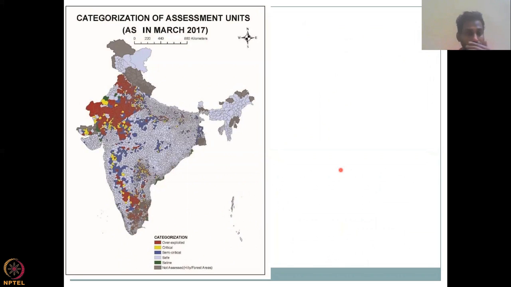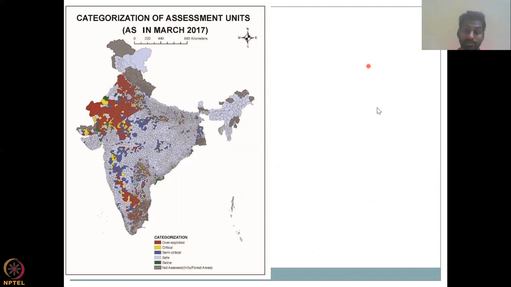Let's look at the situation of the number of blocks that have been termed as critical or semi-critical. Overexploited means you are exploiting more than 100% of the groundwater that is recharged. Okay, and critical is somewhere around 100%. 70 to 100% is critical, and 70% is semi-critical, below that it is safe. So what do you recommend now? So in India, is it safe? Yes, because of the water level.